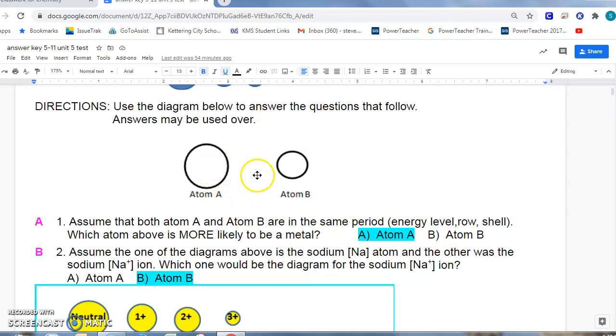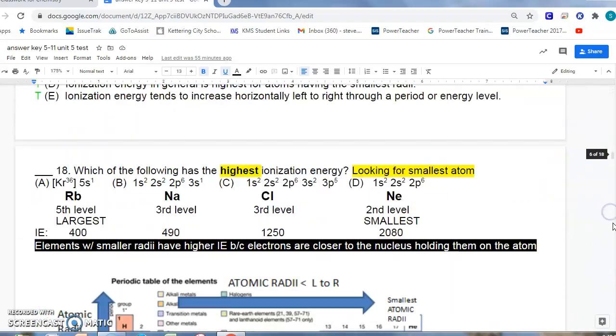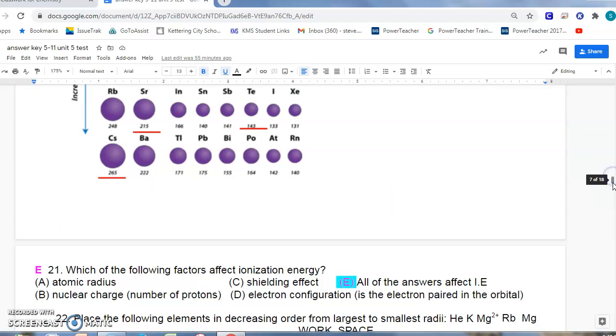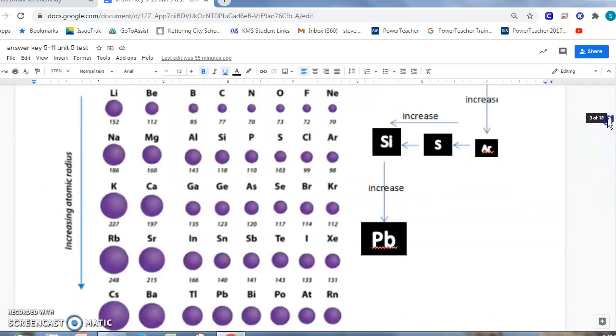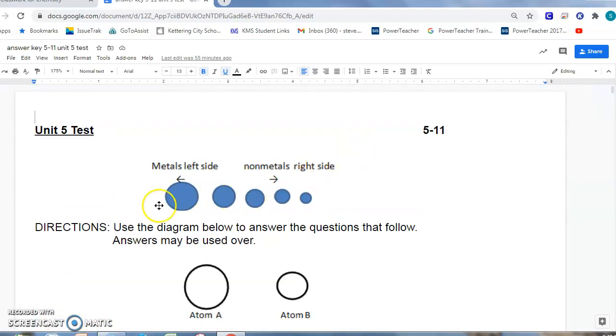Which one's the metal? Which one's more likely the metal? Well, we have to think about what happens to the atomic radius as we move left to right through a period. We have to look and see what happens as we move left to right through a period. As we move left to right, the atoms get smaller on a given energy level or period. Left to right, they get smaller.